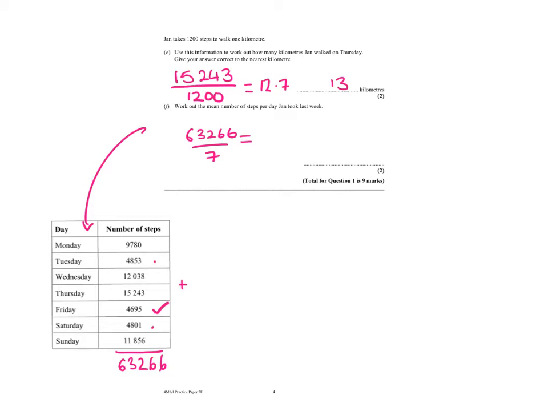63,266. If I divide that by 7, I get 9,038. So her mean steps, 9,038. That's really good because really we should be averaging 10,000 a day. So that's amazing.